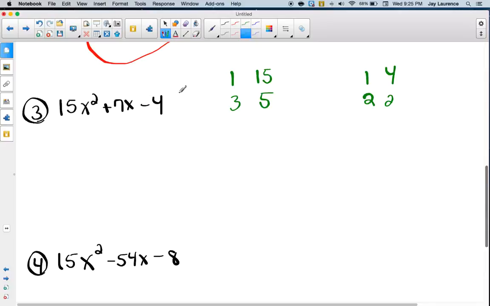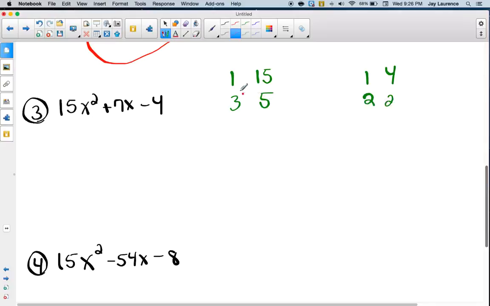So let me see. I've got to subtract to get positive 7. So let me see here. It's probably not going to be 15 times 4. That's way too big. I'm guessing it's going to involve these numbers here, just from my number sense. And let's see here. I could get 10 minus 6. Nope, that's not going to be 7. That's not going to work.